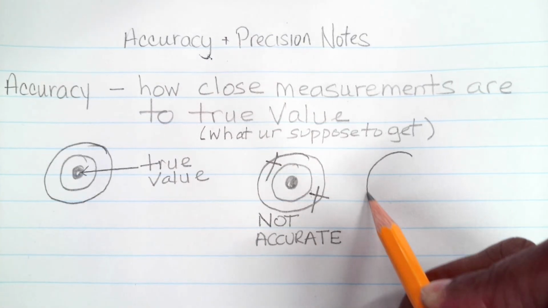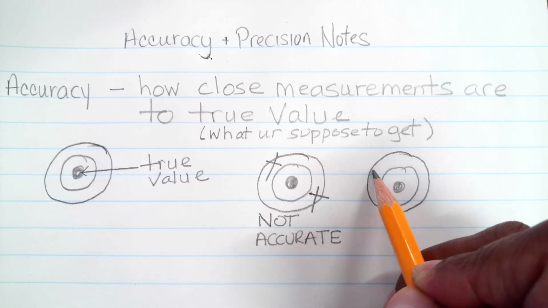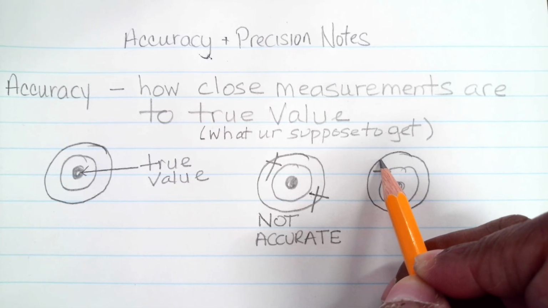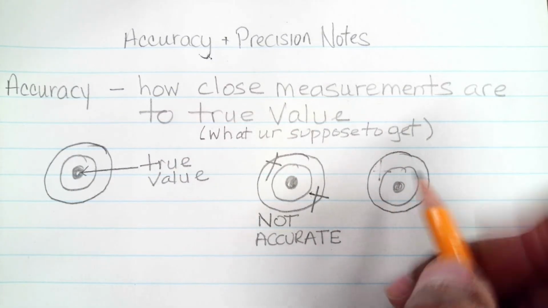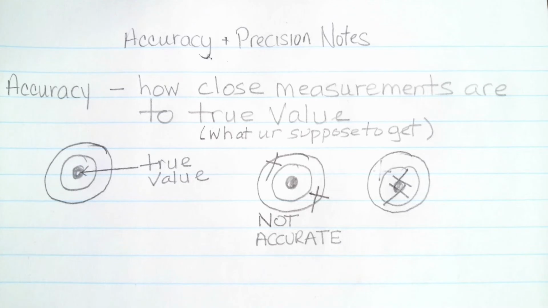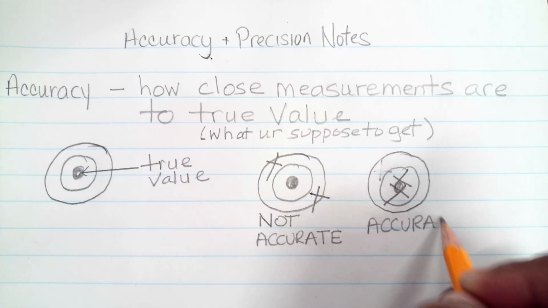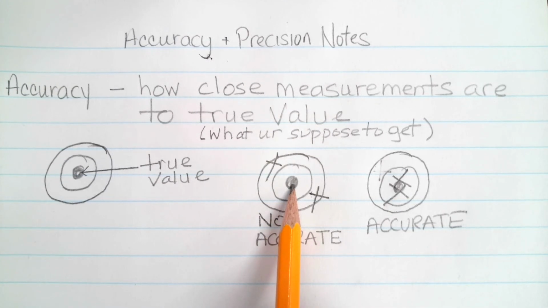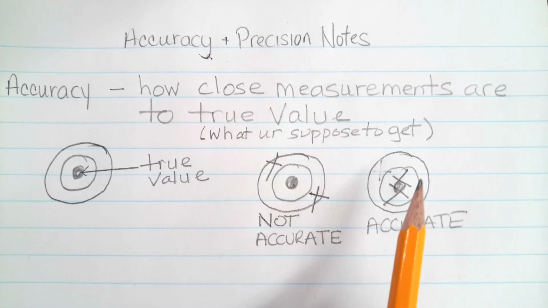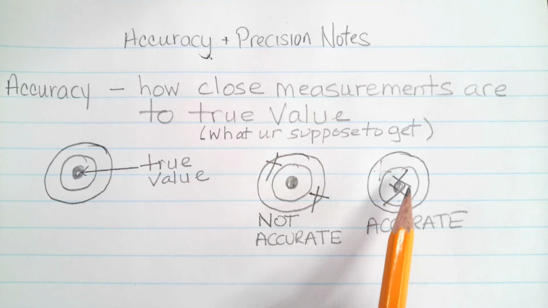If I hit it here, let's change it. If I hit it here, two of them here, is that accurate? I'm going to put accurate underneath. So it's not accurate because these darts are nowhere near the bullseye. This image is accurate because they're at the true value. They're at the bullseye.